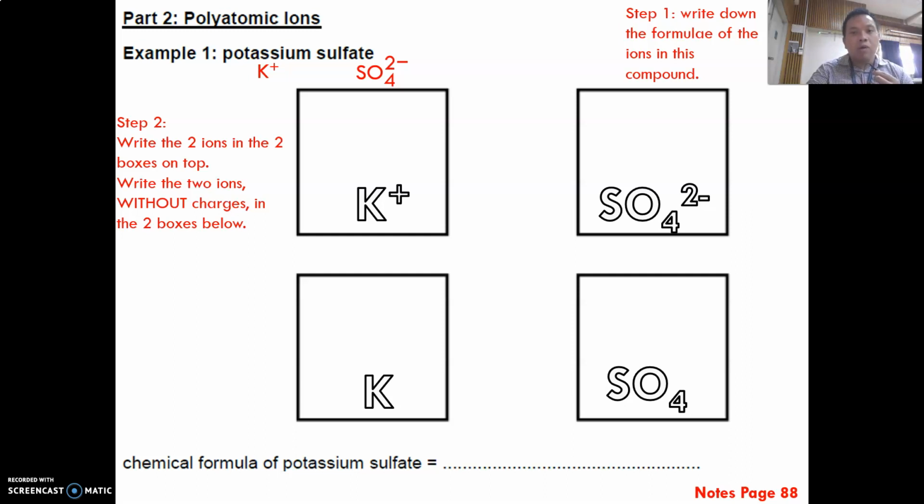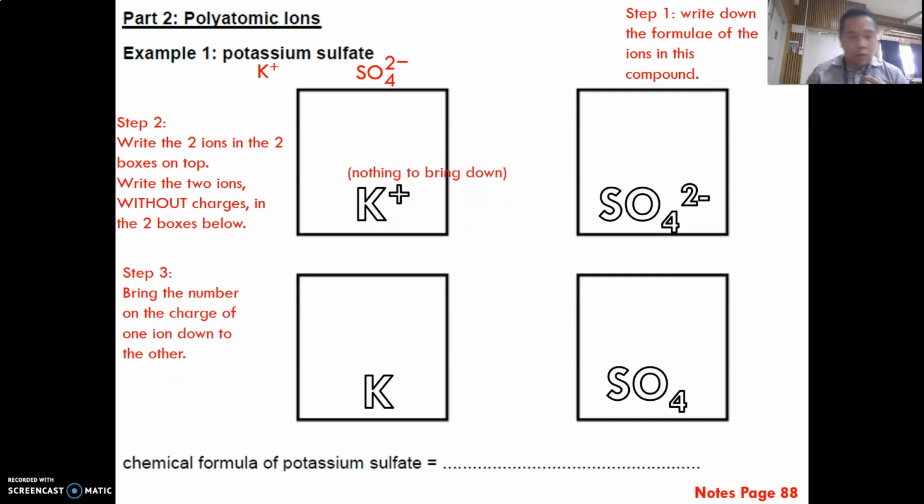Then we do the bring down of the numbers. In this case, K+ has no number, so there's nothing for us to bring down. Instead, we bring the 2 from the SO4 2- down to K. We write a small 2 next to the K, and this gives the formula of potassium sulfate, K2SO4. If you realize by now, it's the same way as writing other chemical formulas, just that instead of simple ions, we're dealing with something slightly more complicated.